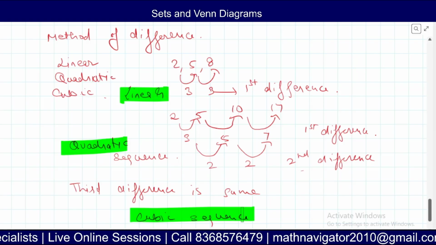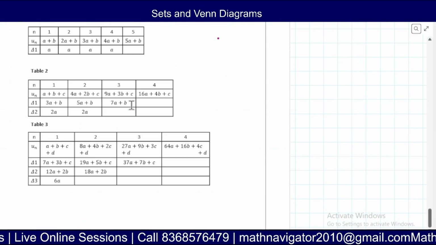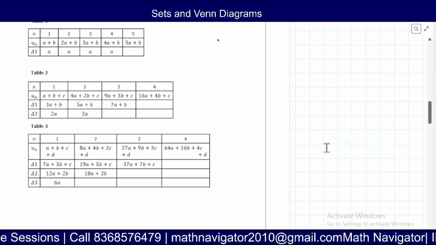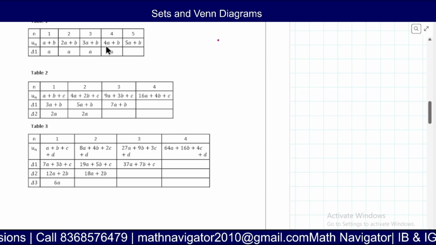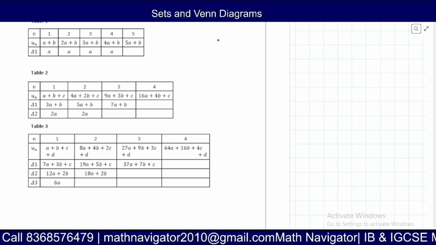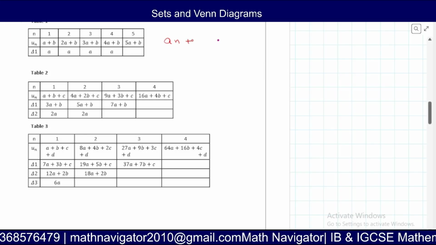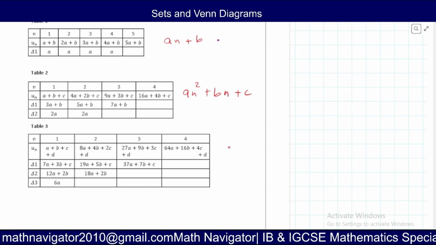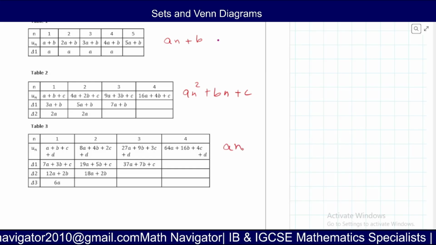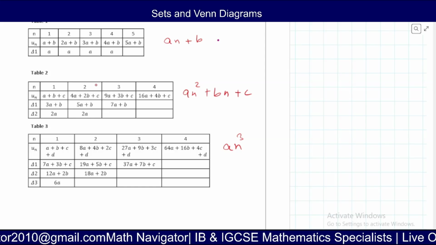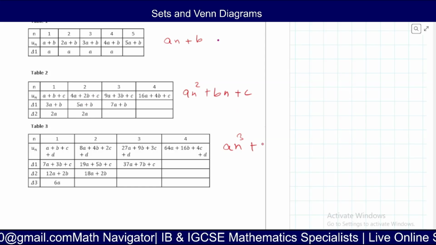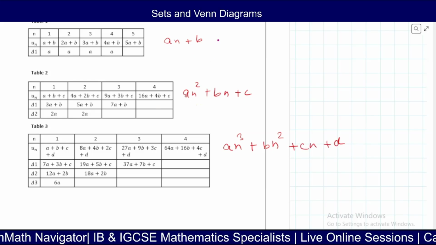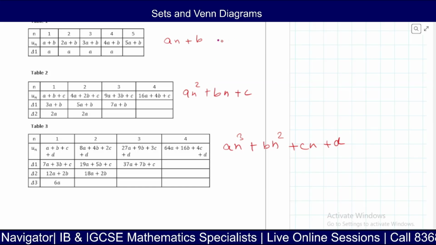How do we solve these kinds of sequences? Let me show you one table. This is the table of differences. The general formula for this is an plus b. The general formula for this is an squared plus bn plus c. And the general formula for this is an cubed plus bn squared plus cn plus d. Here n is the number of the term.